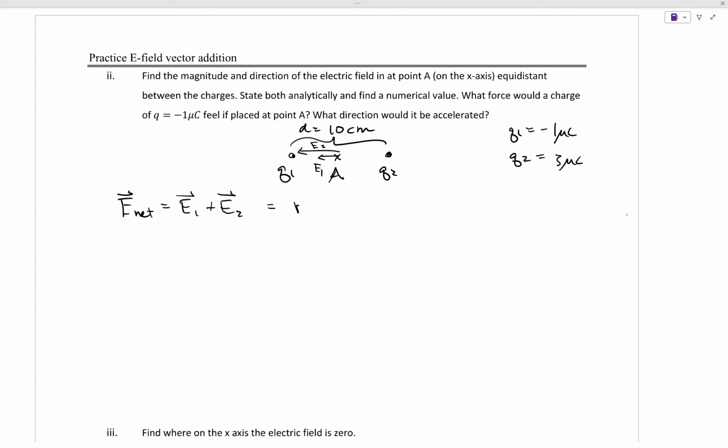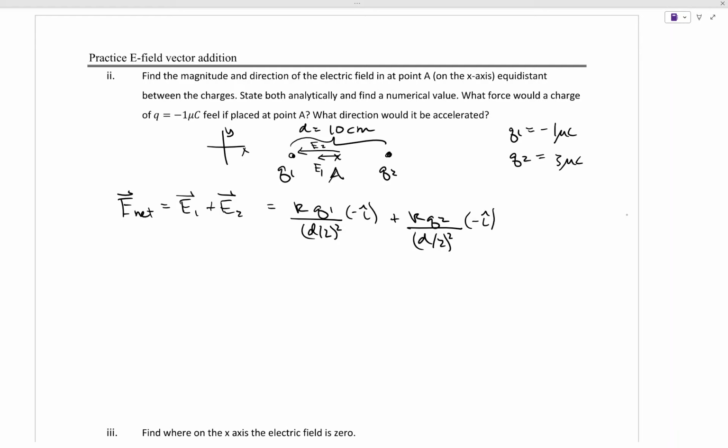So this would look like k Q1 over, now the distance to the middle would be half of d, so let's just write that in as d over 2, squared. And what direction is that? That's going in the negative x direction, so negative i hat. And then the other contribution would be k Q2 over d over 2 squared, also in the same direction.